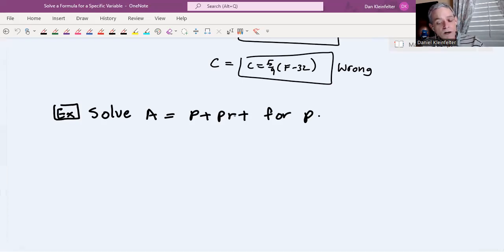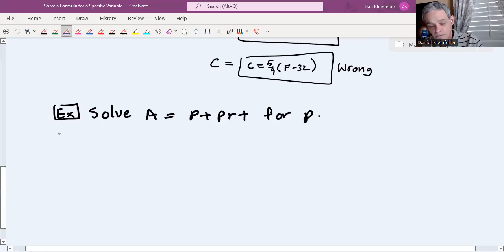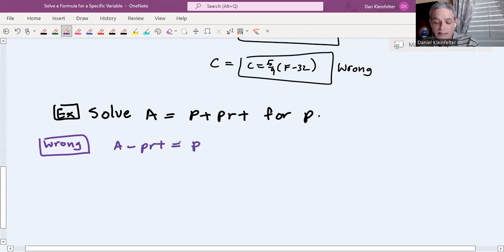I'm going to do this wrong first, and then I'm going to do it right. So let me do it wrong first so that you can recognize it. Let me mark this one as wrong. At first glance, I might say, okay, well, I see this P right here, right after the equal sign. So let me subtract the P times R times T from both sides. And there it is. P is all by itself.